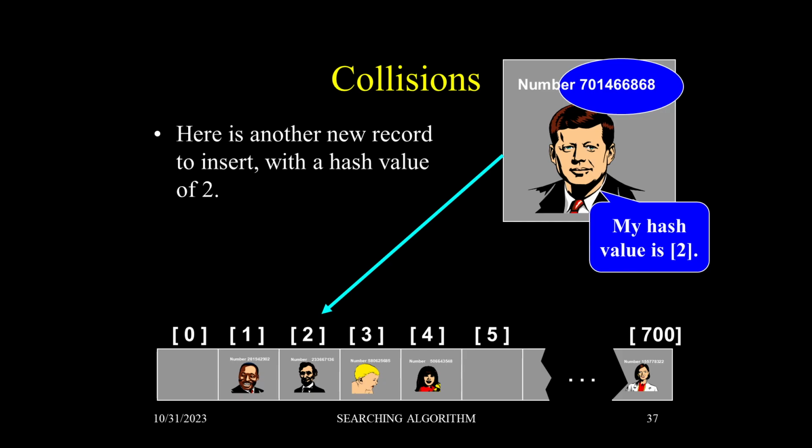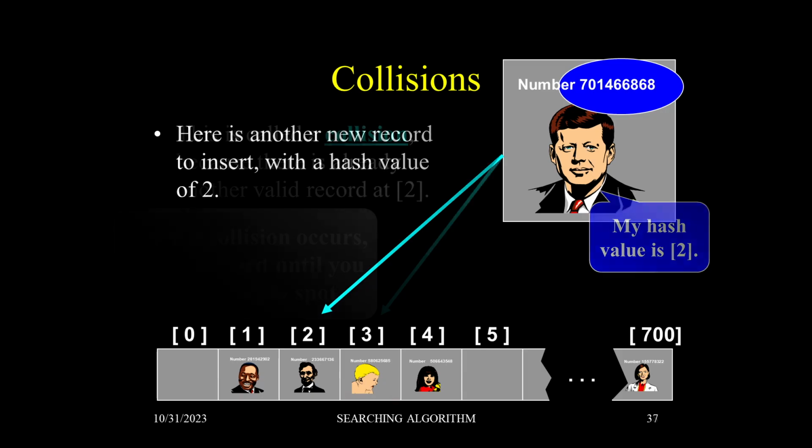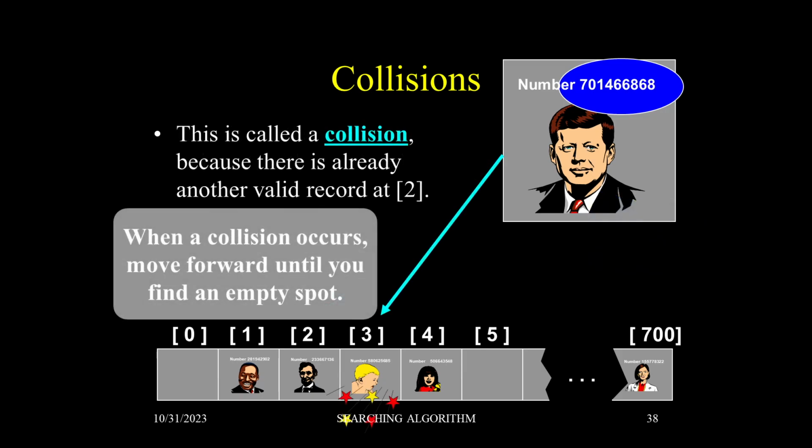You get it now? It has a collision because at 2 there is already Abraham Lincoln or something like that, a President of America, some photo that looks like that. I do not know who the person is. So it is already existing. Okay. So then what do you need to do? This is called a collision because there is already another valid record at 2.